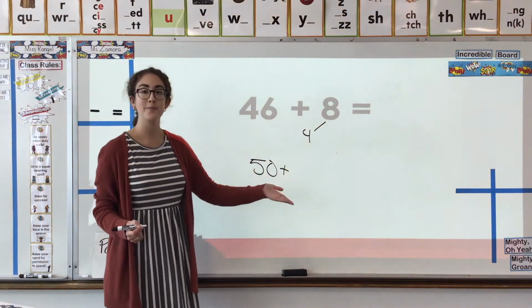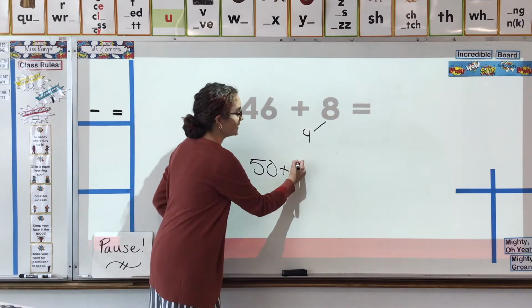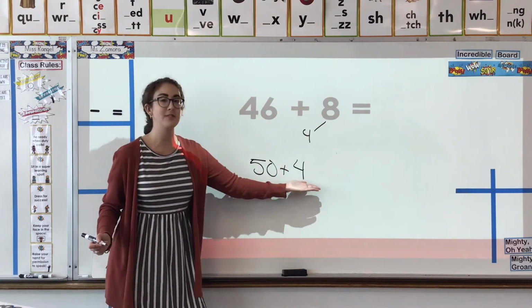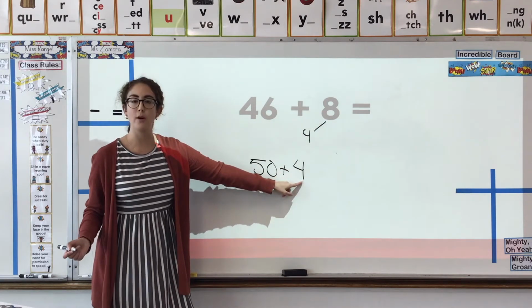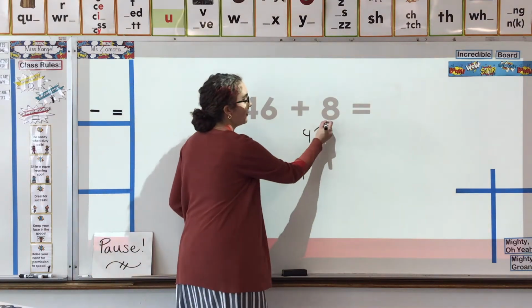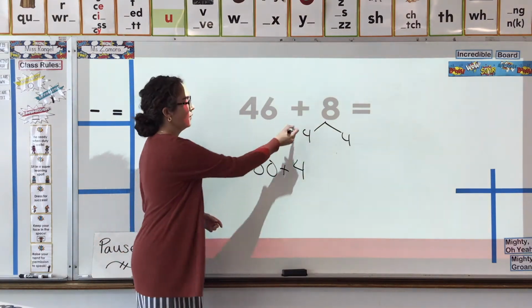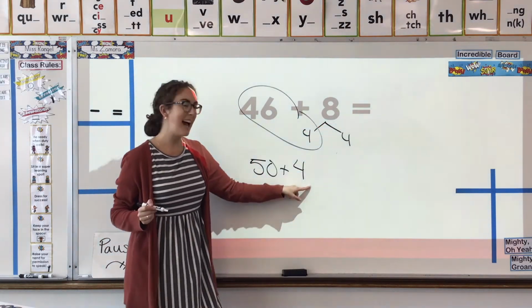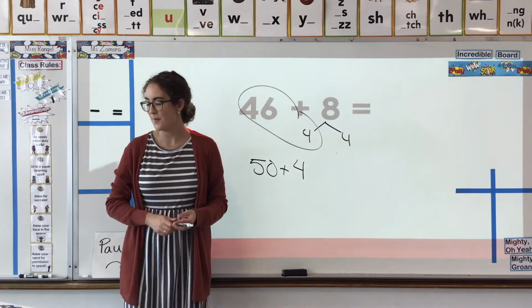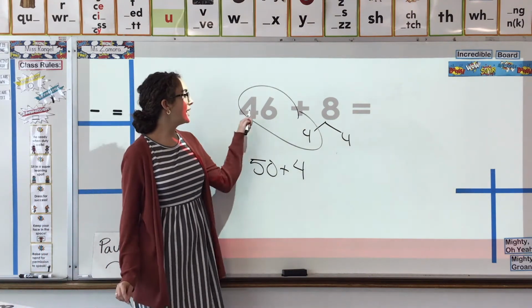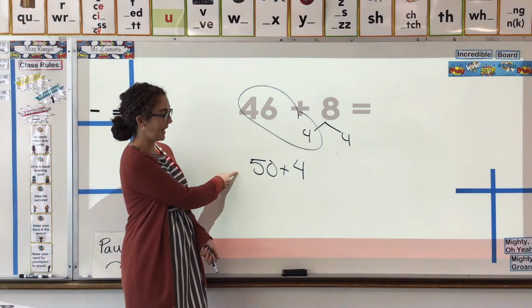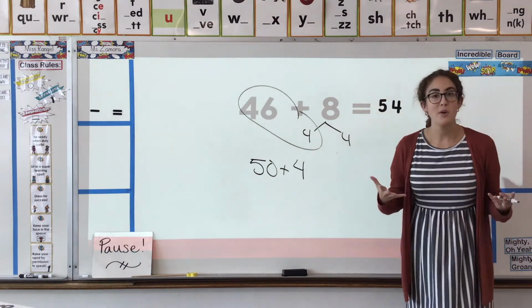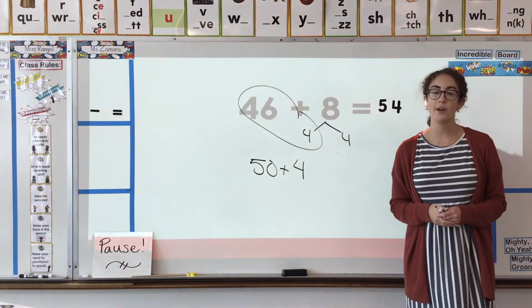50 plus 4. And where does this 4 come from? 46 plus 8 is 50 plus 4. But where's this other 4 from? It's from within the 8. We already used the 4 to make 46 a 50. So we have to add what's left over to get our answer. So second grade, what is 46 plus 8? It's 54, which is the same thing as 50 plus 4.